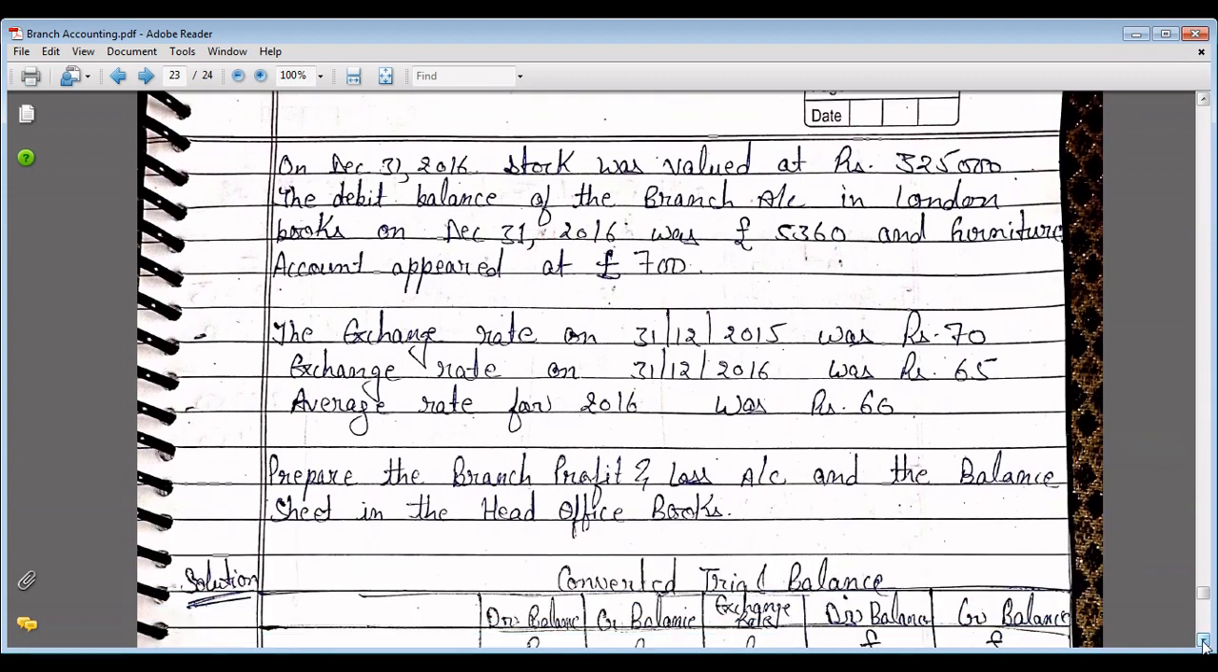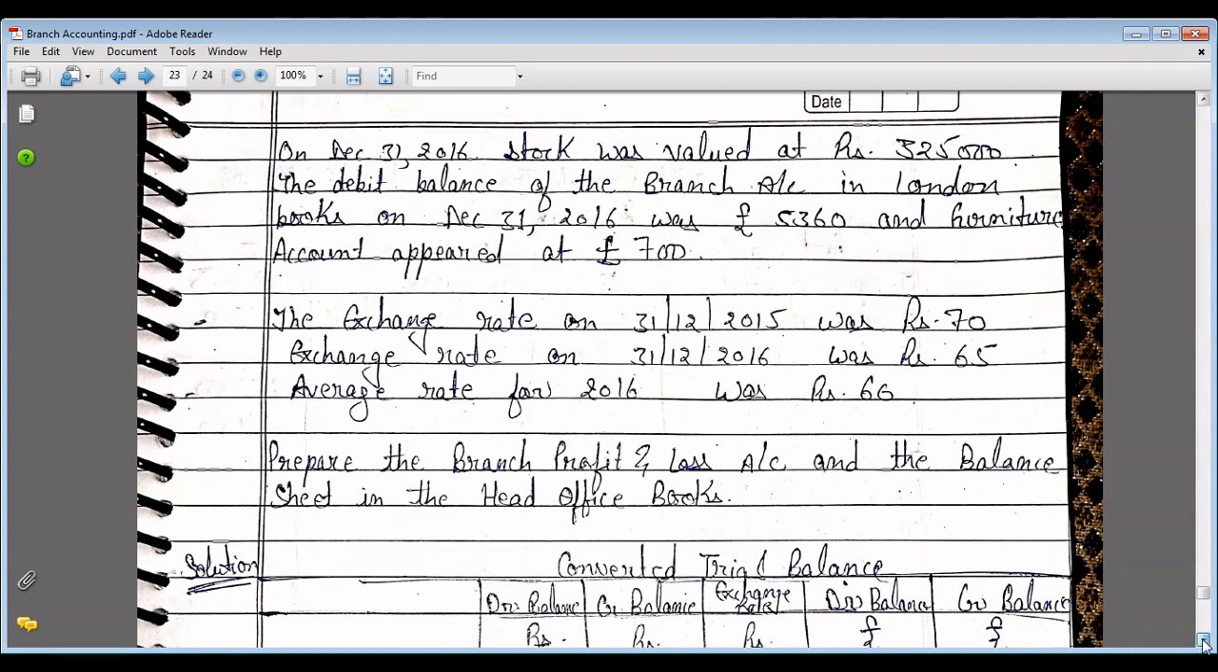Exchange rate on 31st December 2015 was 70 rupees. Exchange rate on 31st December 2016 was rupees 65, and average rate of exchange was 60. So the rate at the beginning of the year is 70, at the end of the year is 65, and the average rate is 60 rupees. Prepare the branch profit and loss account and the balance sheet in the head office books.